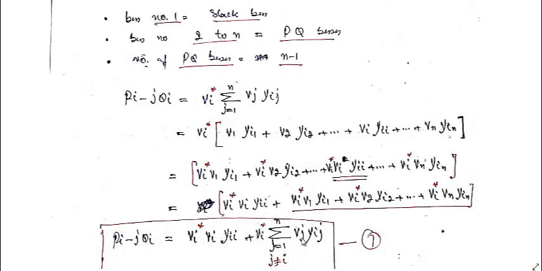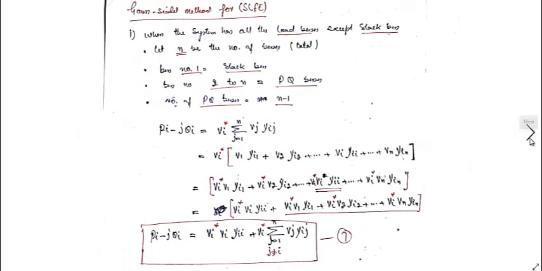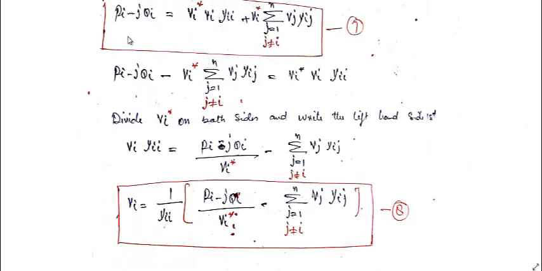But here, since I have taken the term where j is equal to i out, that means now j should not be equal to i. That term has been taken out. So this will be equation 7. Now this is the same equation, Pi minus Gqi. I will take this term to this side. It will be equal to Pi minus Gqi minus Vi star summation j is equal to 1 to n, j is not equal to i, Vj Yij, is equal to Vi star, that's this term, Vi Yii.